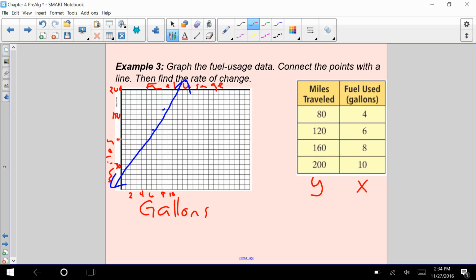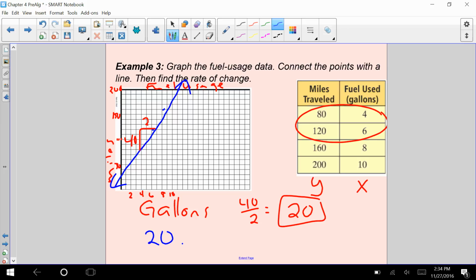We're going to take any 2 points that we have. Let's say I use these 2. My rise is 40. My run is 2. So my slope is 40 over 2, or 20. That means the rate of change is 20 miles per gallon.